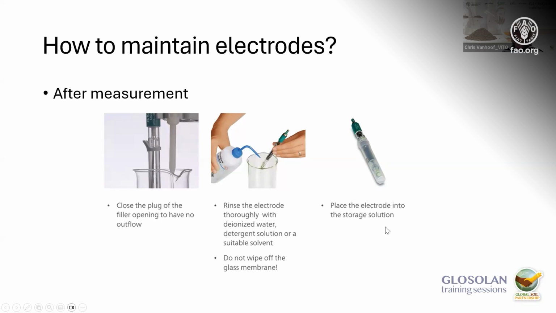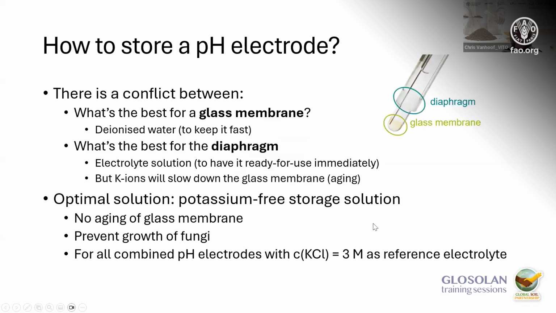And it's important to place your electrode in a proper storage solution. What is the best storage solution that you can have? It's a little bit of a conflict between the glass membrane and the diaphragm. The glass membrane prefers to have deionized water to keep it fast, while the diaphragm needs the electrolyte solution. But these potassium ions, of course, can degrade the glass membrane and result in aging of the glass membrane. So often the suppliers also offer a potassium-free storage solution so that you have no aging of your glass membrane and you also prevent the growth of fungi.